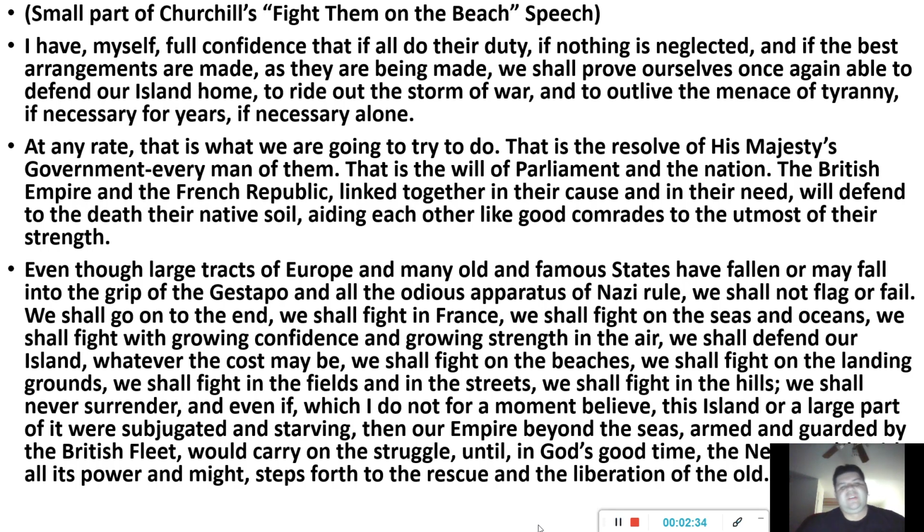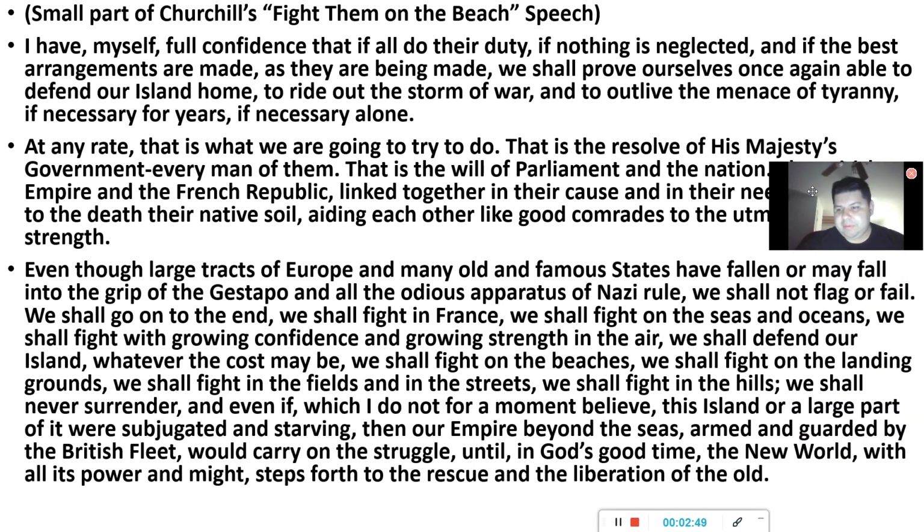All right, so Winston Churchill gives this amazing speech called the "Fight 'em on the Beaches" speech. This is just a little part of his speech, but I'm going to read you guys the bottom half. Let me move this camera up here. All right, so this is what it says. Even though large tracts of Europe and many old and famous states have fallen or may fall into the grip of the Gestapo, remember, the Gestapo is the Nazis, and all the odious apparatus of Nazi rule.